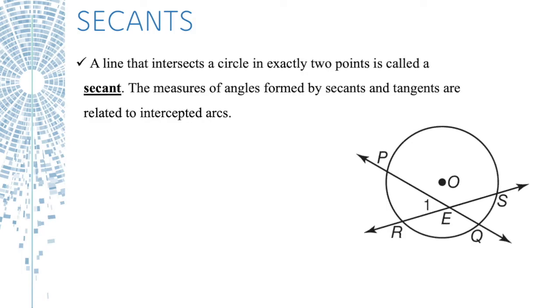A line that intersects a circle in exactly 2 points is called a secant. And the measures of angles formed by secants and tangents are related to the intercepted arcs. Okay, so PQ and RS are secants. Not to be confused with chords. Chords stop on the circle. Secants go through the circle.